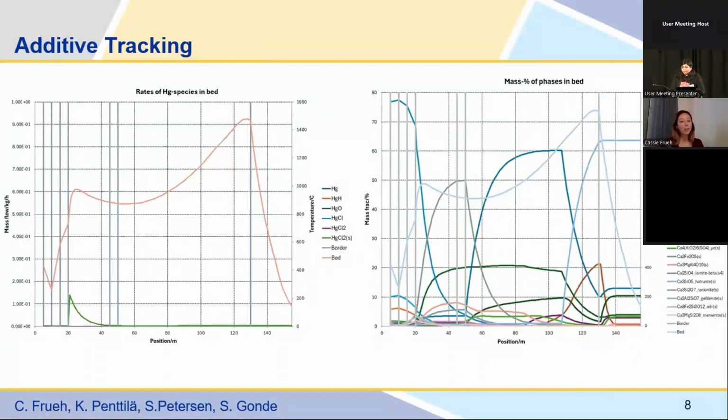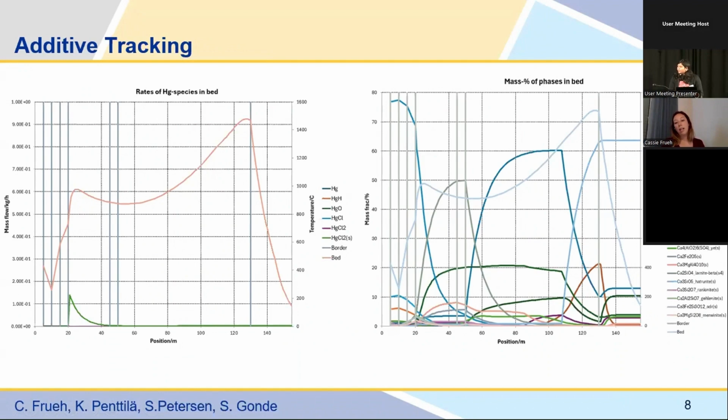So I have mercury here, but you could do any additive you wanted to. It doesn't have to be mercury, but it's the same sort of mass flow in kilograms per hour. So you can see just the mercury containing species in the bed, when do they form? And it is still compared to the temperature profile, but you could change this to look at other solid solution phases or other solids you want to form, chlorides, anything with bromine, fluoride, something like this.